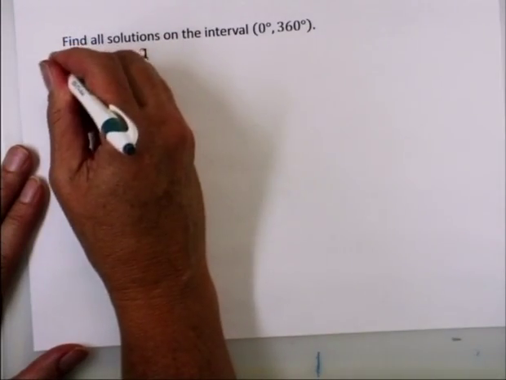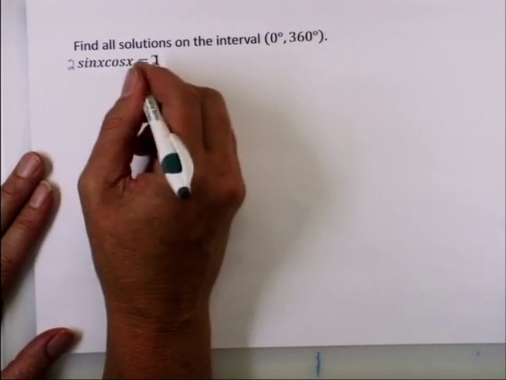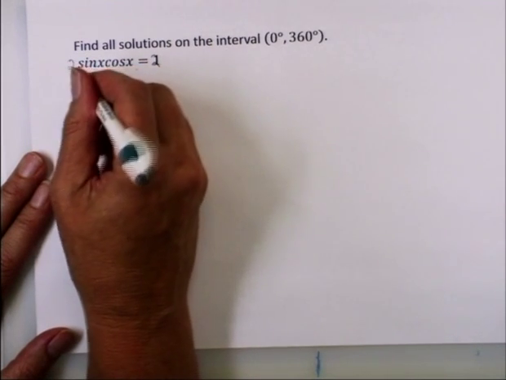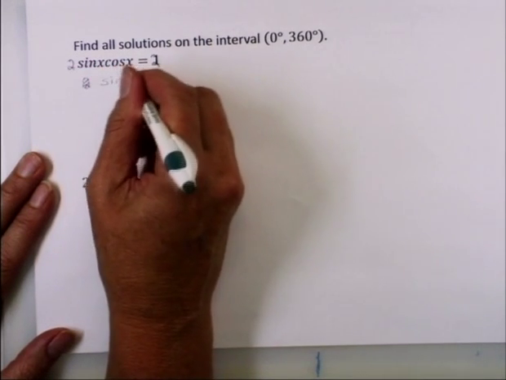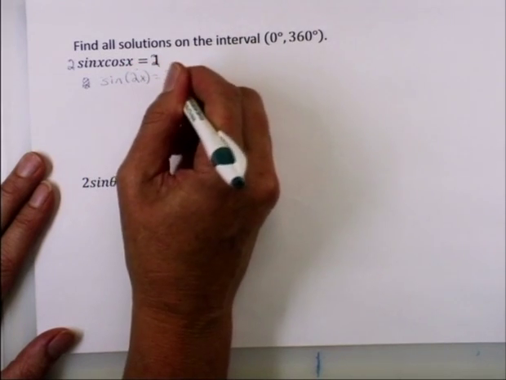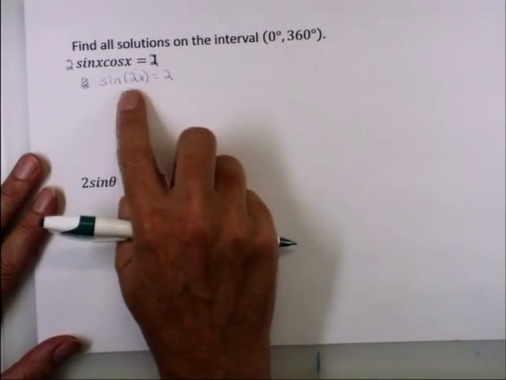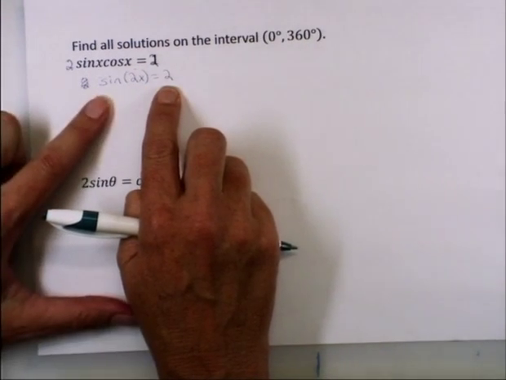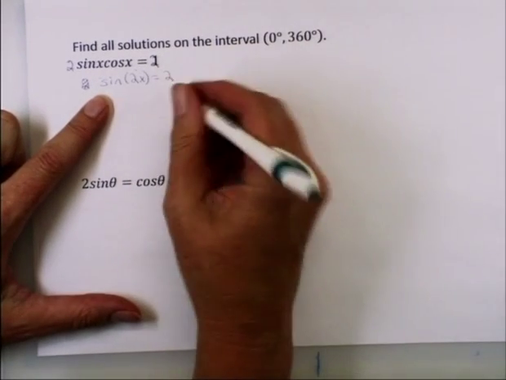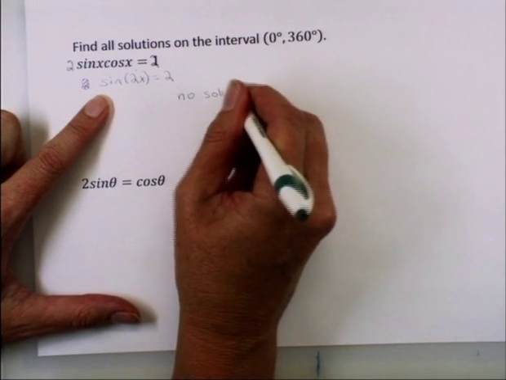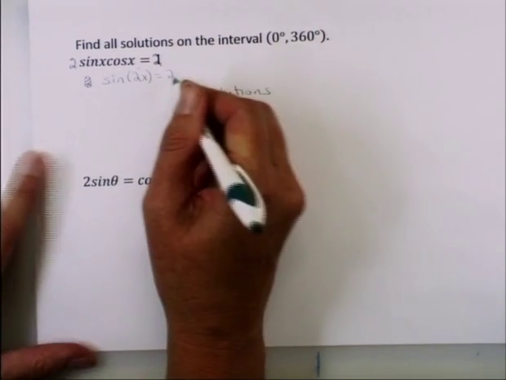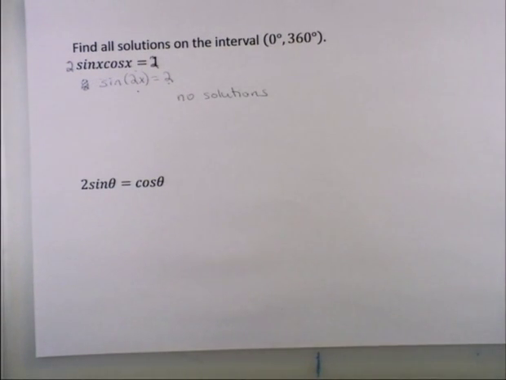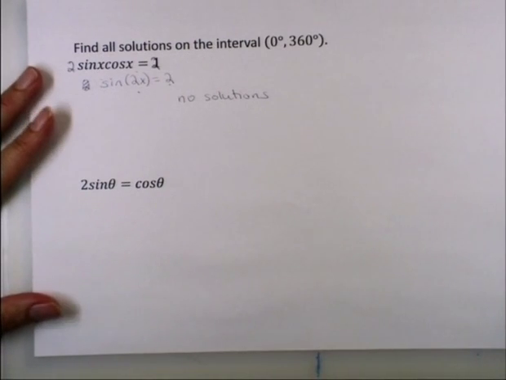I multiply both sides by 2, I see that this is a multiple angle, so this is actually equal to, sorry, not 2. This is equal to sine of 2x equals 2. Now when I look at this, can the ratio of any angle ever be 2 if I'm working with the sine function? This can never happen, so this has no solutions. I don't even need to look any further at this one, because the ratio can never be 2 of any sine value of any angle. So that one just has no solutions.